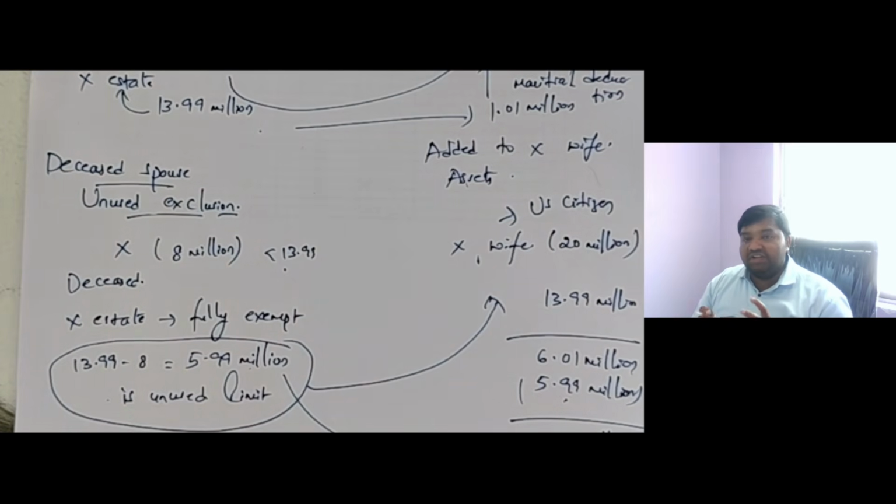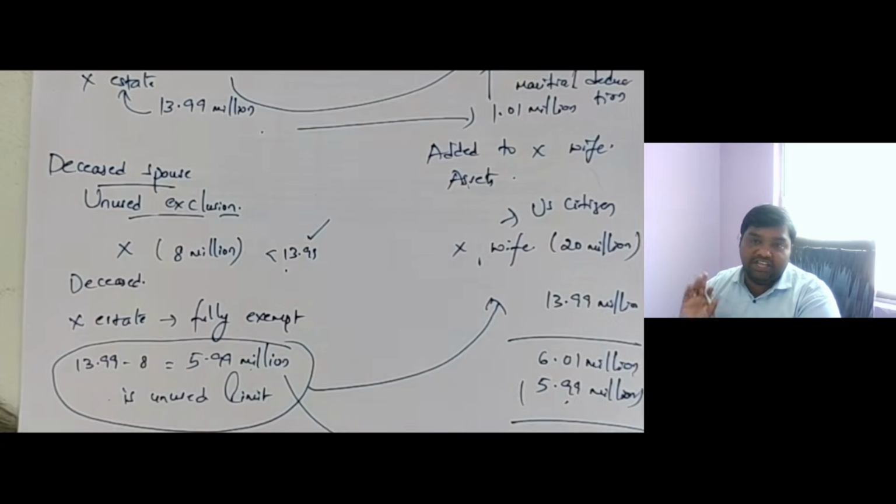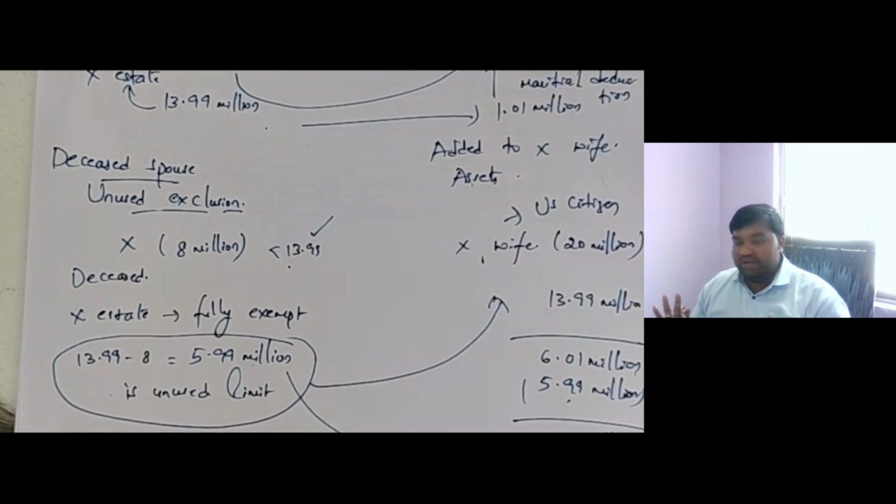The exclusion limit can be transferred to your spouse, not only wife, even husband also you can transfer. But for transferring you have to file Form 706, even though you are not crossing your 13.99 million. That is the only exception. So these are very important concepts, I hope you understood.